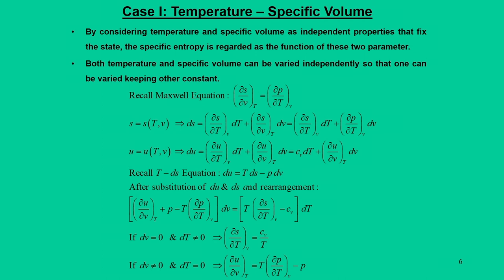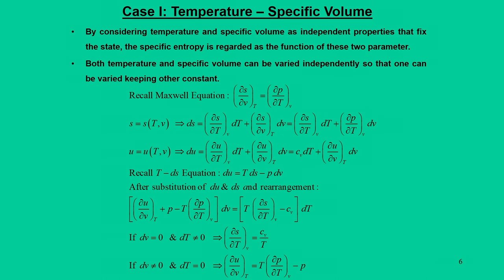First one, we say case 1, where we consider temperature and volume as independent properties to fix the state. If we say so, then other parameters like entropy can be regarded as a function of these two parameters.